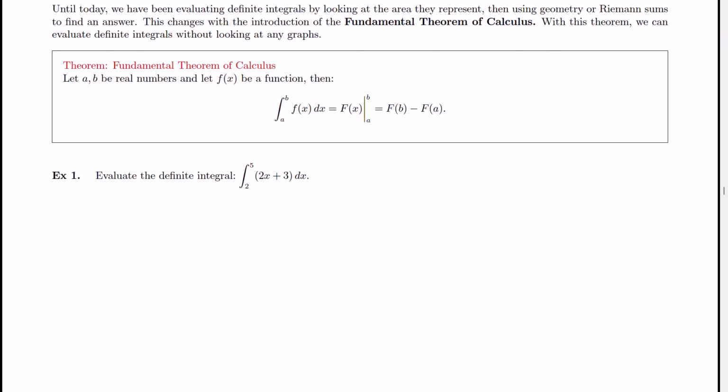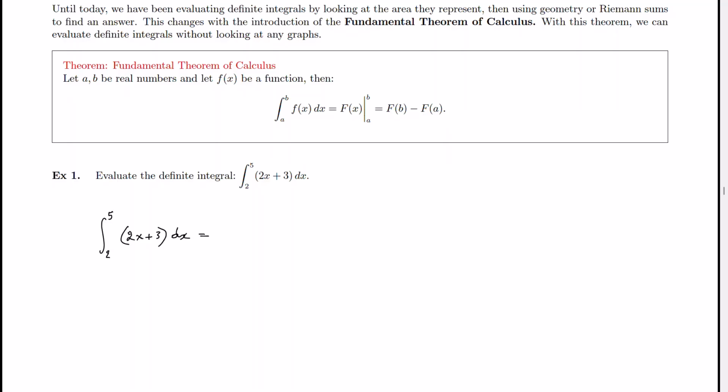We could just evaluate integrals like we're about to do in example number 1 without ever having to graph or look at any pictures. So in example number 1, we're told to evaluate the definite integral. And sometimes the question will just say find or solve. Either way, we do the same process. In this case, the integral is going from 2 to 5, and we have the 2x plus 3 inside as the integrand. So how does it work?